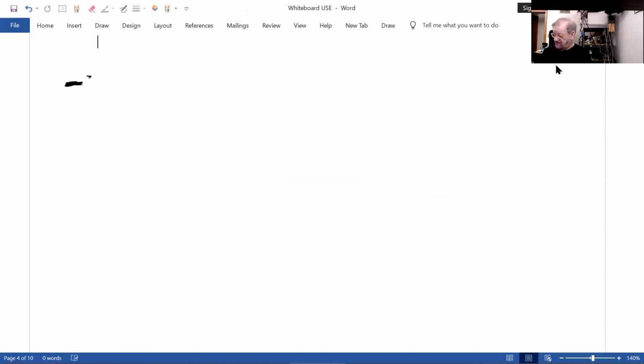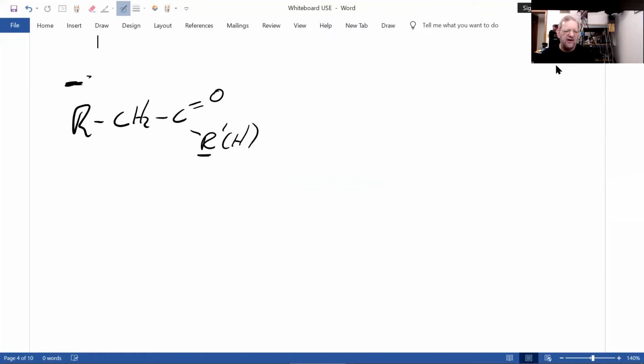Again, this you don't have to write down, but this is a ketone or aldehyde. And if R prime is H, it's an aldehyde. If it's carbons, it's a ketone. Now, the carbon bonded to the carbonyl carbon has a special name. And that's called the alpha carbon. Dr. White loves alpha carbons.